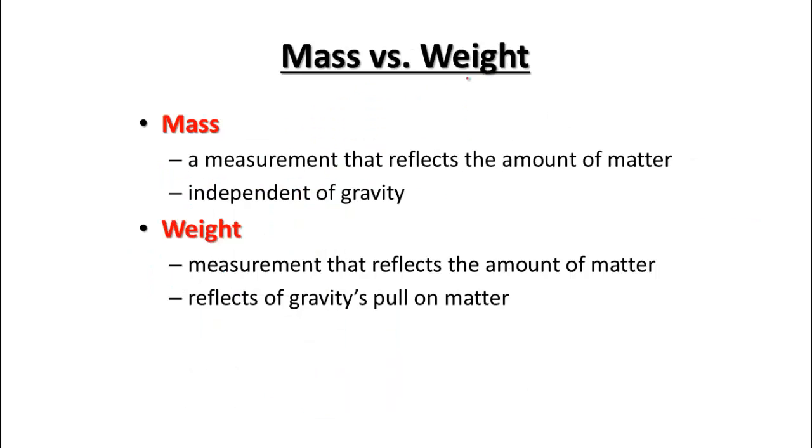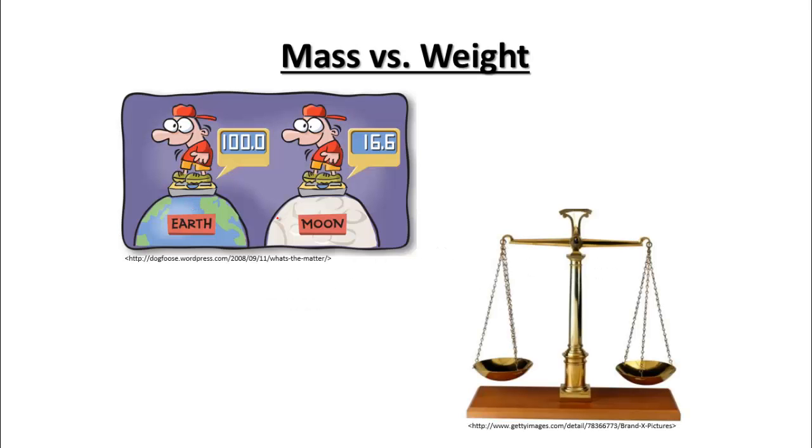Take a quick little break here to look at mass versus weight. Mass is a measurement that reflects the amount of matter, while weight also reflects the amount of matter. The difference between the two is that mass is independent of gravity, which means it doesn't depend on gravity, and weight does depend on gravity. So for example, if you weigh yourself in different locations, like if you're on Earth and you weigh 100 pounds, on the moon you would weigh less because the moon has less gravitational pull pulling you down towards it.